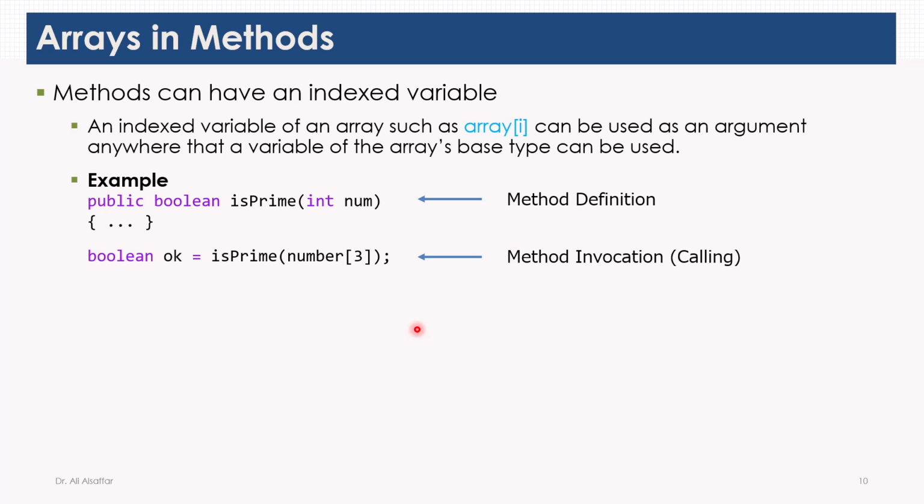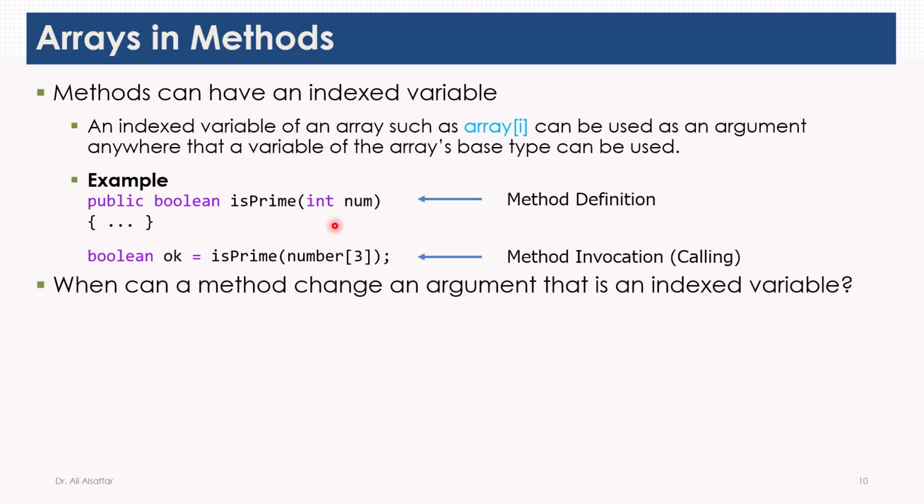Just remember that when you pass an array element or index variable as an actual parameter to a method, make sure that the formal parameter has the same base type. Otherwise you will get a syntax error. So the formal parameter of the method is defined as integer. Therefore, if you want to pass an element to this method, it must be an integer. So the declaration for this array should be an integer, otherwise you will get a syntax error. Now, if the actual parameter is passed to the formal parameter num, what happens inside the method when num is changed? And this is what we need to discuss next.